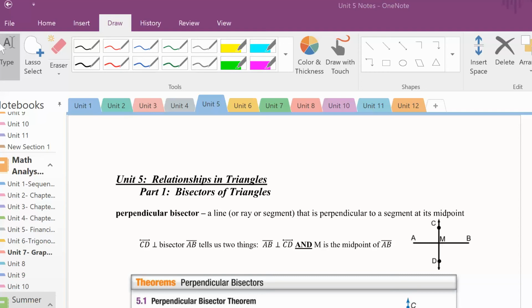Welcome to Unit 5, Part 1. Talking about relationships in triangles. The first part talks about bisectors of triangles. And remember, the word bisector means to divide in half.